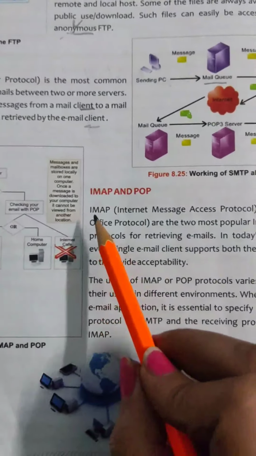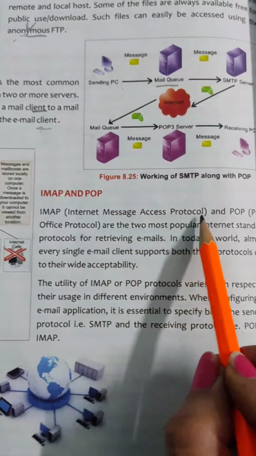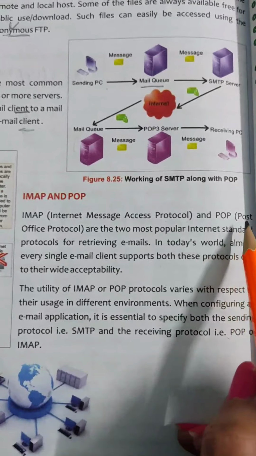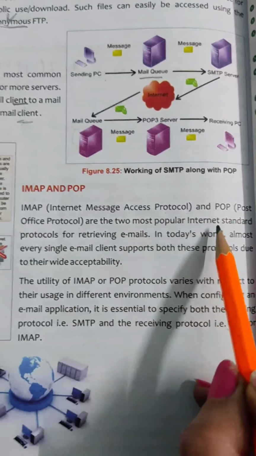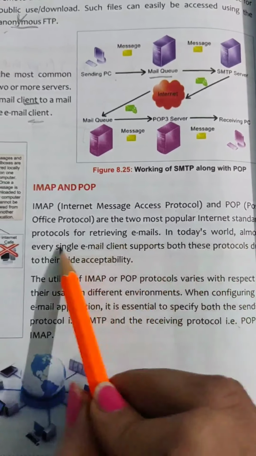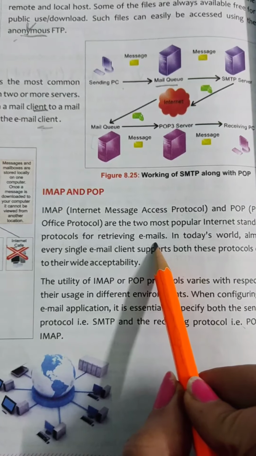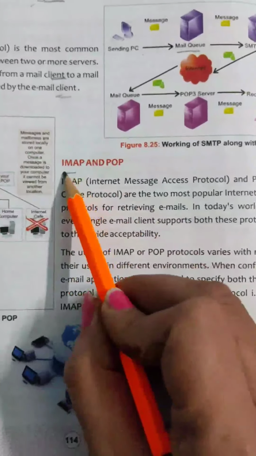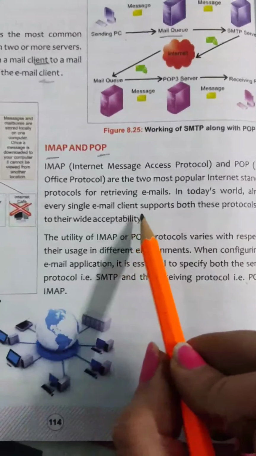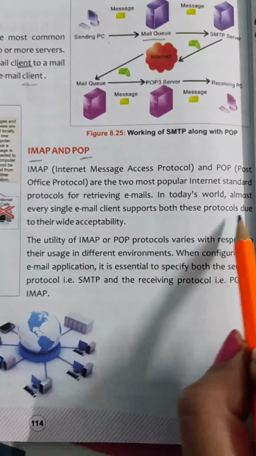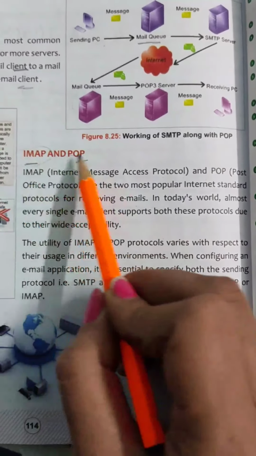Next one is IMAP and POP. IMAP stands for Internet Message Access Protocol and POP stands for Post Office Protocol. Now these are the two Internet Standard Protocols used for receiving email. When the email is coming, these protocols are used. In today's world, almost every single email client supports both these protocols due to wide acceptability. Nowadays, we are using both of these.